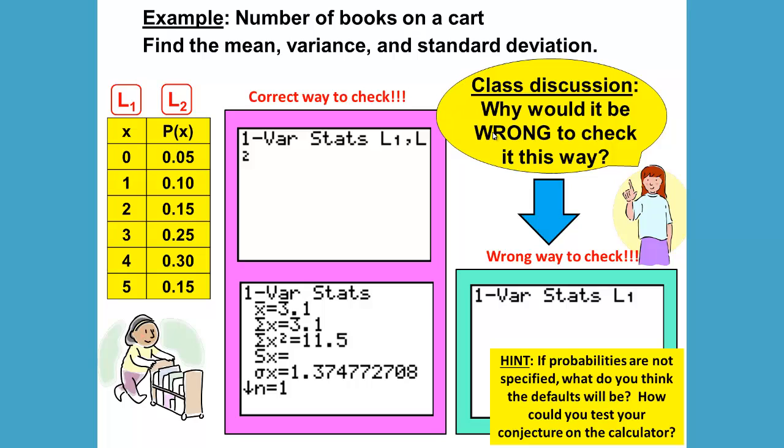If we just type in list 1, does the calculator use list 2 in its calculations? No. Did we use list 2 in our calculations? Yes. So if we want the calculator to use what we know it should, then we need to tell the calculator to use list 1 and list 2.